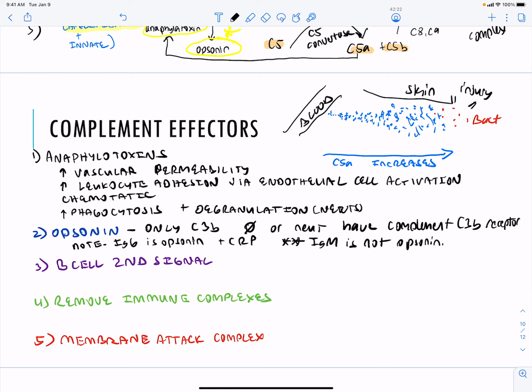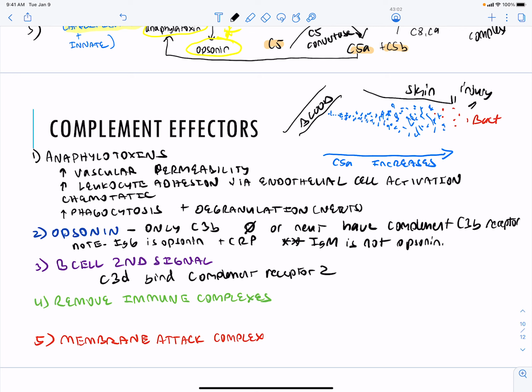So for the second signal, signal 2 for our B cell, this is C3d. Just remember that C3d is going to be signal 2. So signal 1 for the B cell, of course, is the antigen binding to the B cell receptor. Signal 2 is some sort of inflammatory signal that there is an actual infection, and C3d is what gives that to the B cell. C3d binds to complement receptor 2, and that's on the B cell surface.